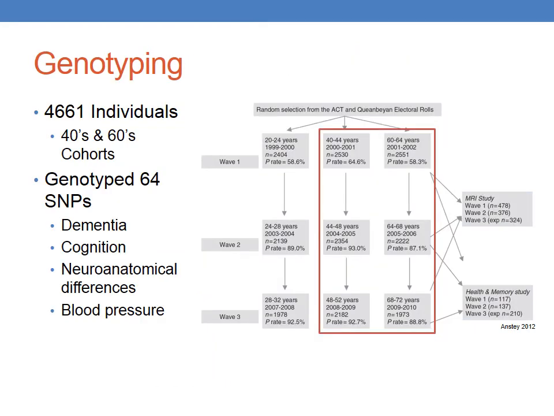So we selected 64 SNPs that had been previously associated with dementia, cognition, neuroanatomical differences, and blood pressure, and we genotyped these 64 SNPs within the PATH cohort. So that's about 4,500 individuals from the 40s and the 60s cohorts.